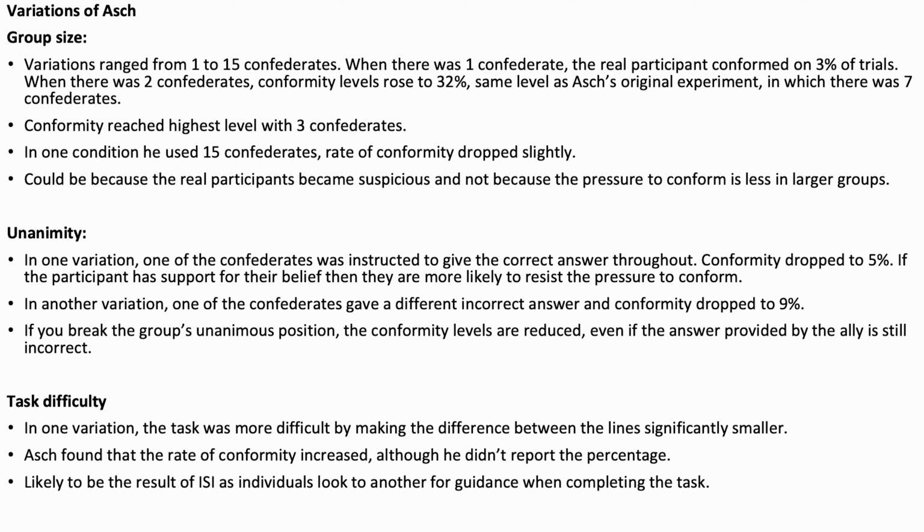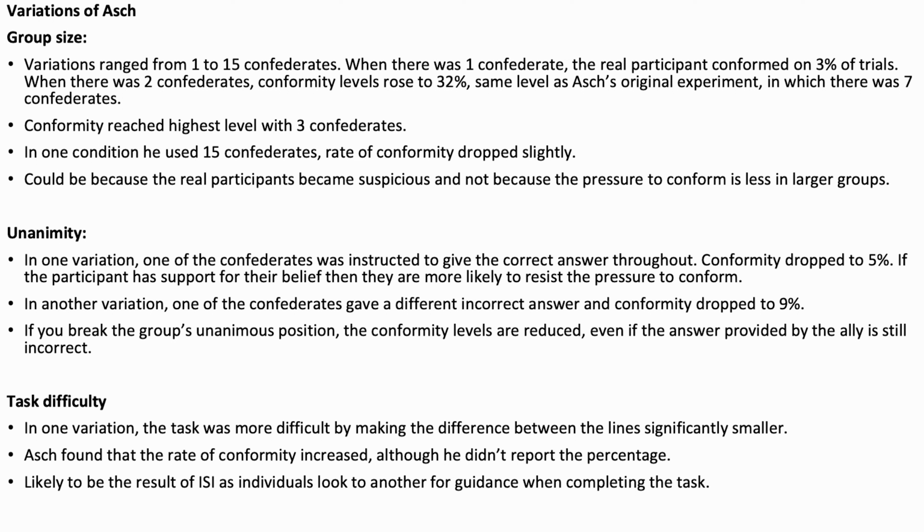Then we have the variations of Asch. There are 3 variations that you need to be aware of: group size, unanimity, and task difficulty. With group size, variations ranged from 1 to 15 confederates. When there was 1 confederate, the real participant only conformed 3% of the time. When there were 2 confederates, conformity levels rose to 32%, the same level as Asch's original experiment, when there were 7 confederates.